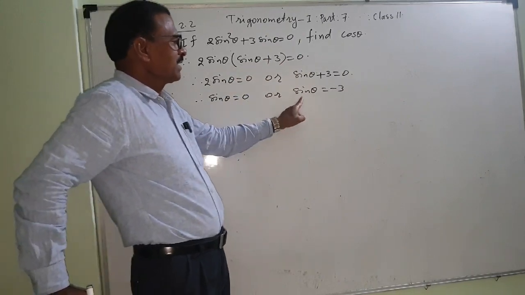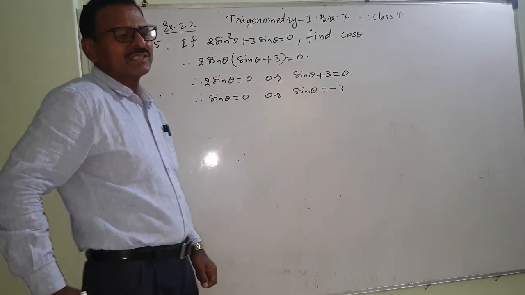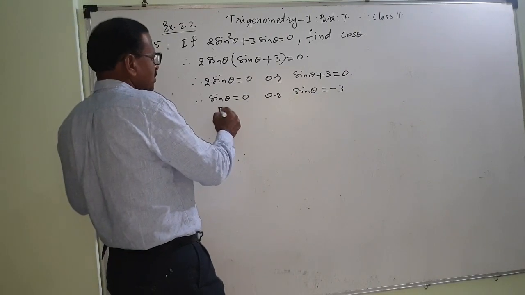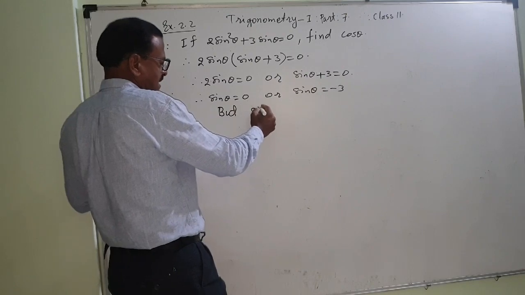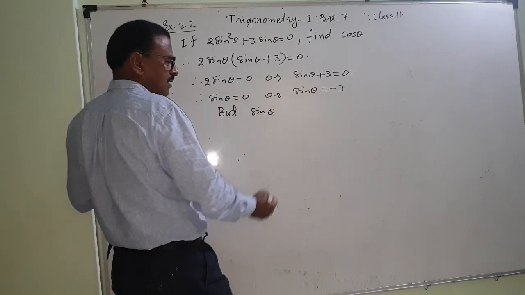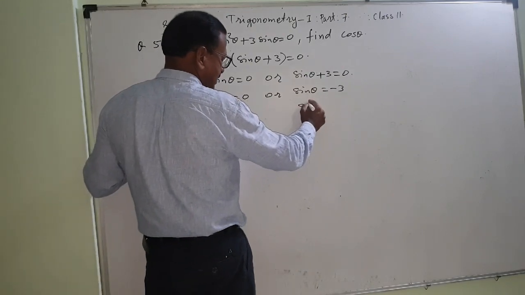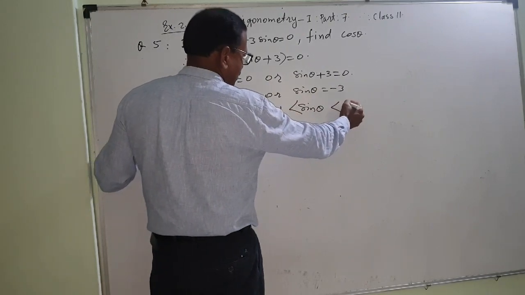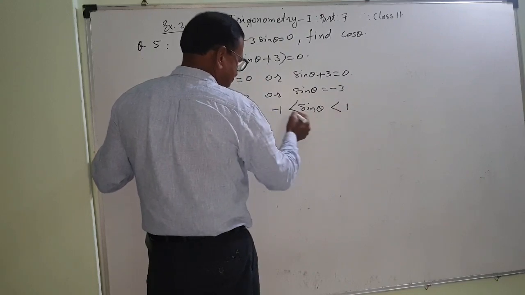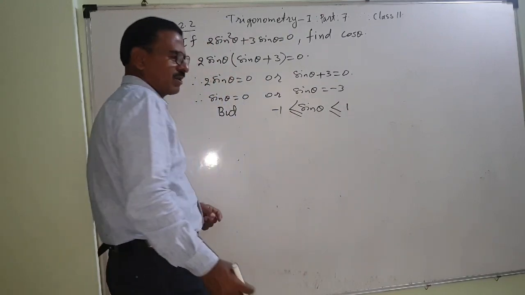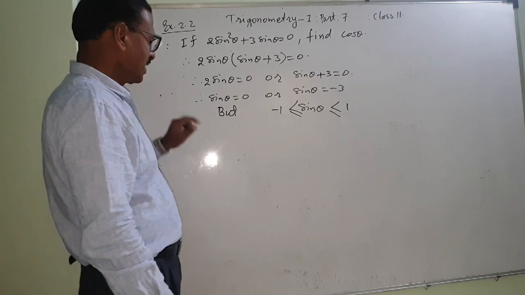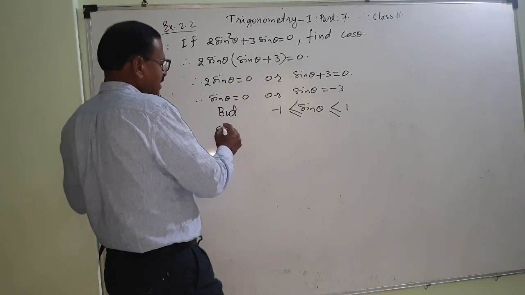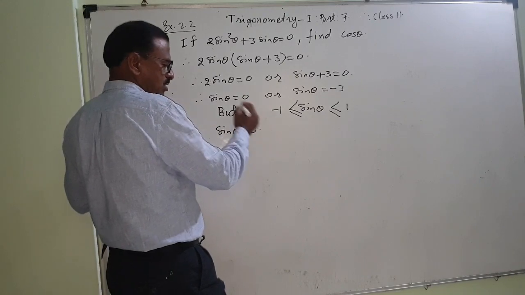But sin theta lies between minus 1 and plus 1. Here I will write: sin theta lies between minus 1 and plus 1. It can be equal to minus 1 or it can be equal to plus 1. It cannot go beyond that. So sin theta is equal to 0, we have got.